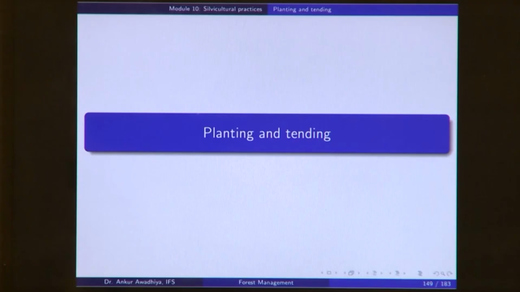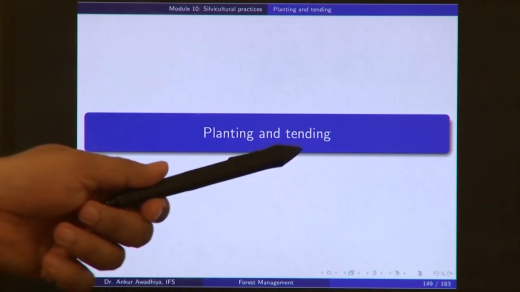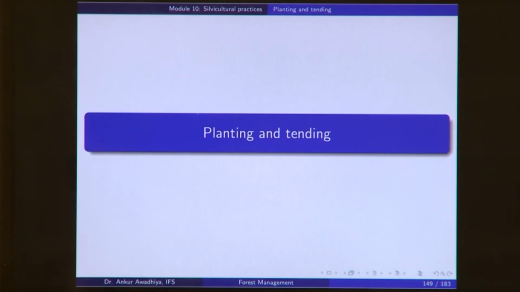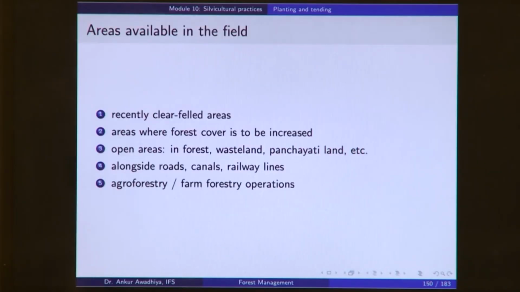Namaste. We move forward with our discussion on silvicultural practices, and in this lecture we will have a look at planting and tending. Now, the aim of silviculture is to ensure a regular production of timber, and for that we need to ensure the regeneration. When we talked about regeneration, we also talked about artificial regeneration, in which case the young plants are planted in the field.